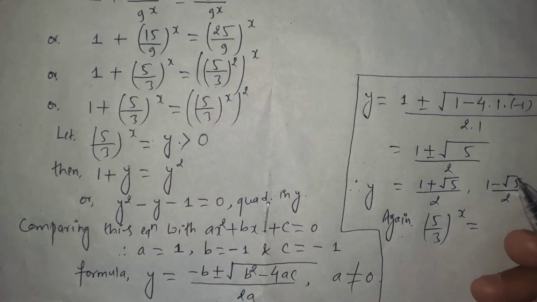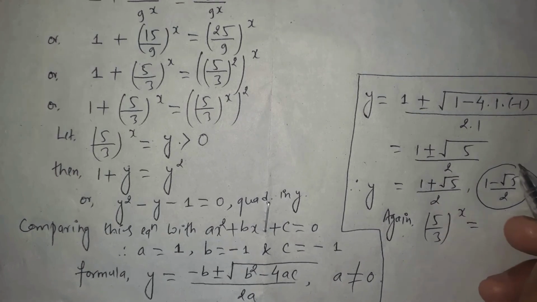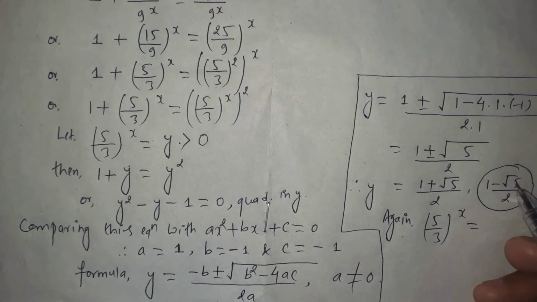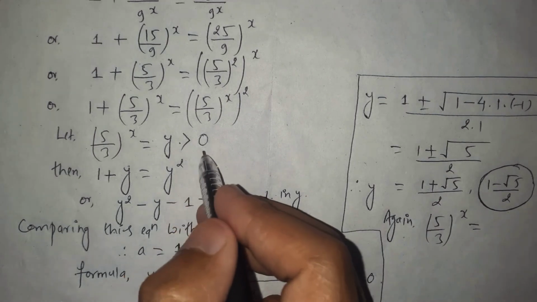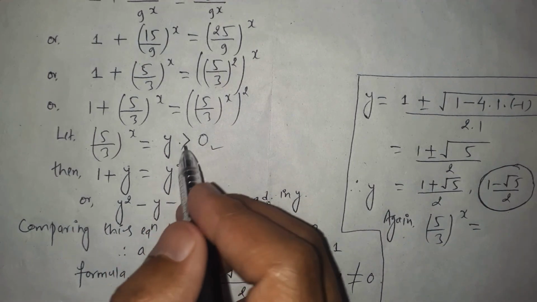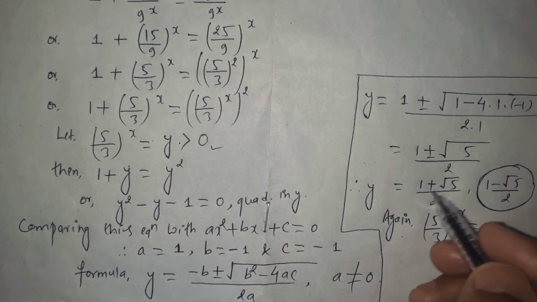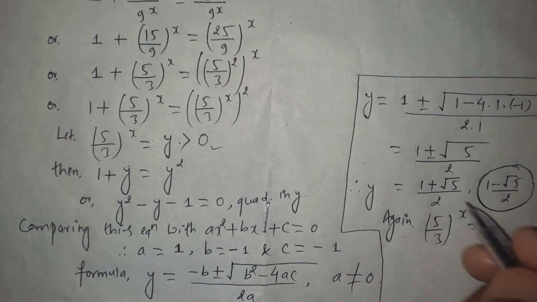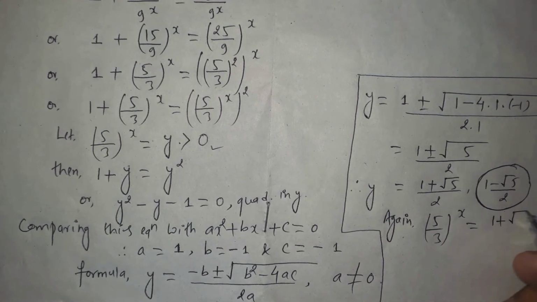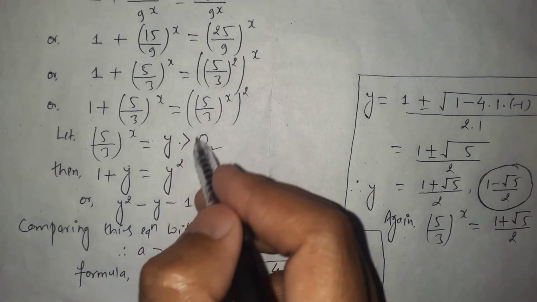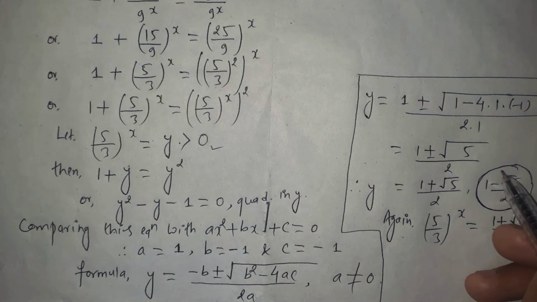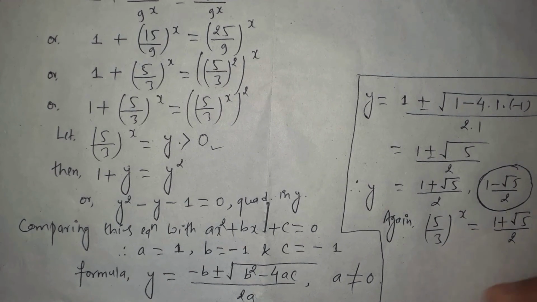But when this value is simplified, (1 − √5)/2 gives some value, 2 point something, and this will be the negative value. But here we already declared that the value of y should be positive. So only one value is accepted here: (1 + √5)/2 is accepted because it is a positive number. The negative number is rejected here.